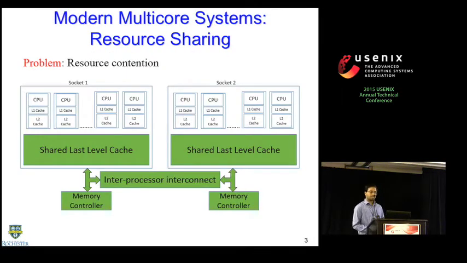So we look at the first aspect of modern multicore systems, that is resource sharing. In this figure, we have a dual socket machine with multiple CPUs, each CPU having its private level of cache. But beyond this private level of cache, all the other resources such as the last level cache, the inter-processor interconnect, the memory bandwidth, and the memory capacity are all shared between all the CPUs. So clearly the sharing can be quite bad when multiple threads of the same application or multiple applications contend for these resources, and has to be managed in a clever way.